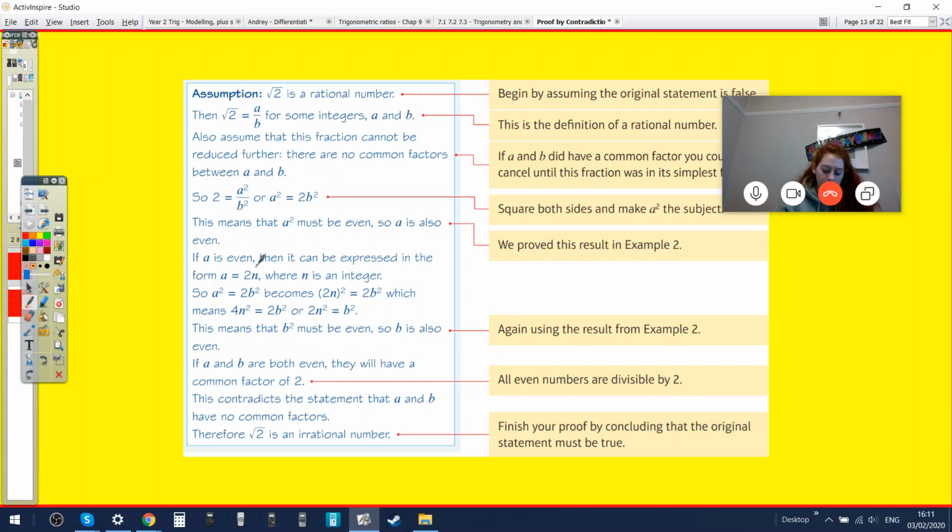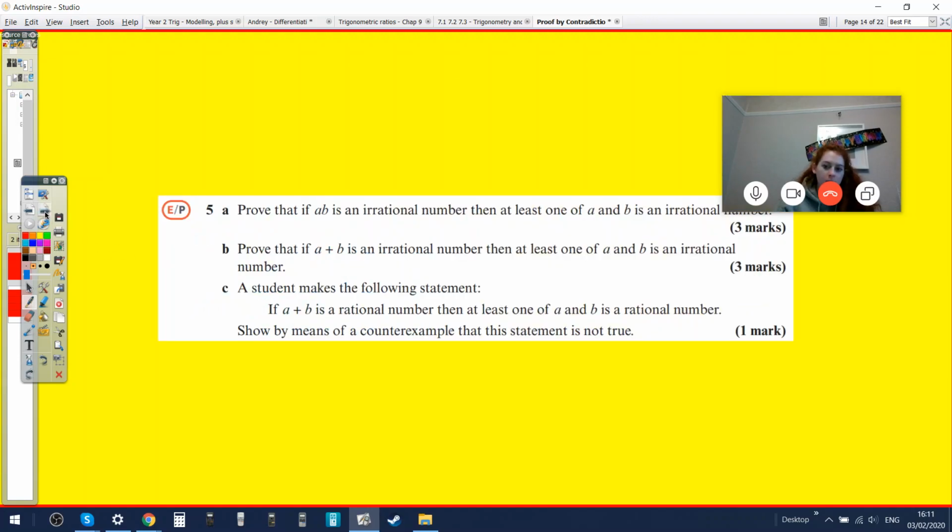Oh, maybe we should have subbed that in. So a squared is equal to 2b squared becomes 2n squared. Let me just check. A squared must be even. If a is even, a is 2n, sub 2n for a. Yeah, okay, so they just did it with a little extra step.